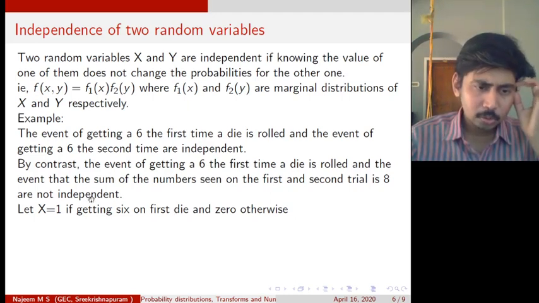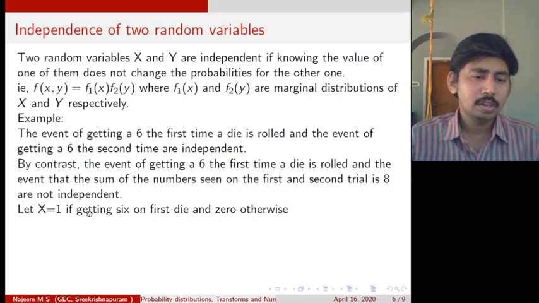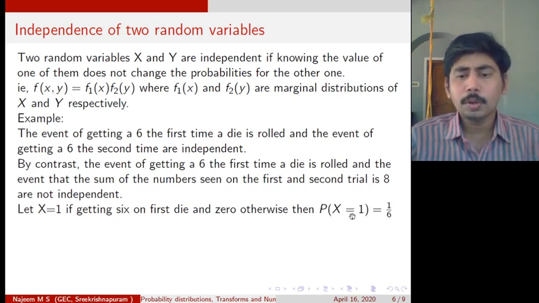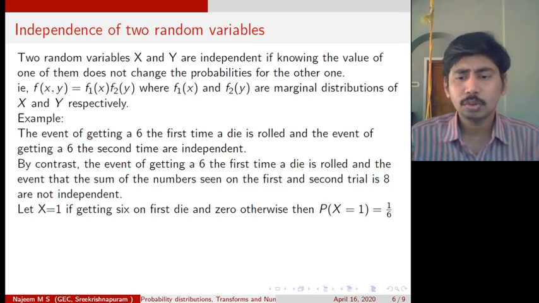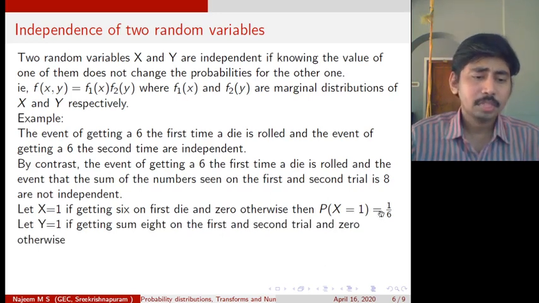So let's see how the random variables are defined. x equal to 1 if we get a 6 on the first die, that is success, and 0 otherwise. Anything else will be a failure, that is x equal to 0. Therefore the probability of x equal to 1, getting a 6 on the first die, is 1 by 6, as there are 6 faces.